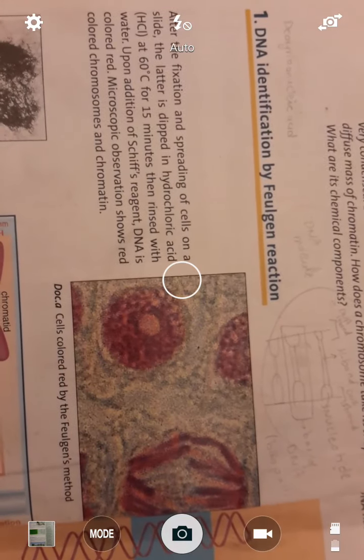Now, DNA identification by Feulgen reaction. We spread the cells on a slide. We put on it hydrochloric acid at 60 degrees Celsius for 15 minutes. Then we rinse it with water, okay? We add Schiff's reagent. We can see the DNA colored in red. Look here.